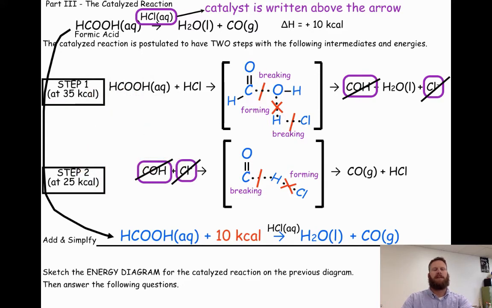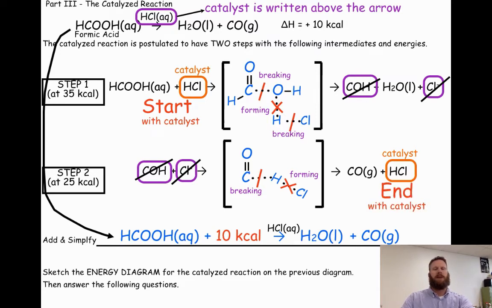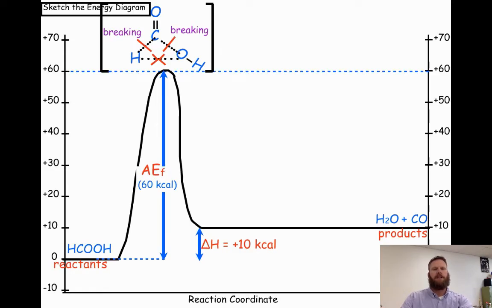HCl is a catalyst. Notice HCl is a reactant in step 1 and a product in step 2. That means HCl is not consumed by the reaction. Any substance that is a reactant in one step and is produced in a subsequent step is, by definition, a catalyst. All right, let's draw the reaction coordinate for the catalyzed reaction on the same axes as the uncatalyzed reaction.